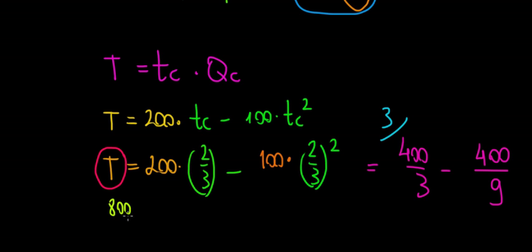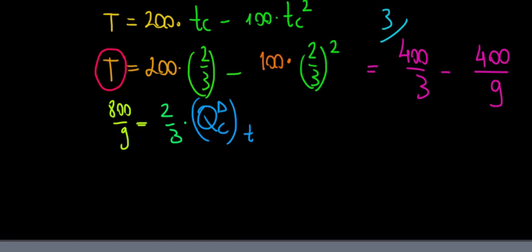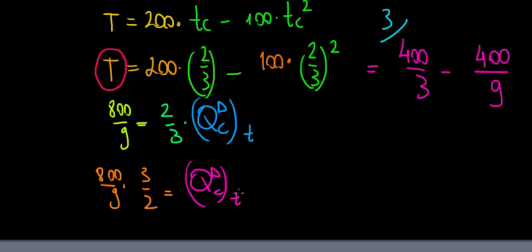This tax would be equal to 800 divided by 9. The tax of coffee, we discussed that optimally would be 2 over 3. So 2 over 3 times the quantity demanded of coffee after tax. So let's solve the math over here. Divide both sides by 2 over 3, and we get 800 divided by 9 multiplied with the inverse, which is 3 over 2, is equal to that quantity demanded of coffee after tax.